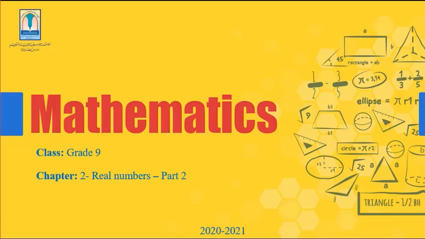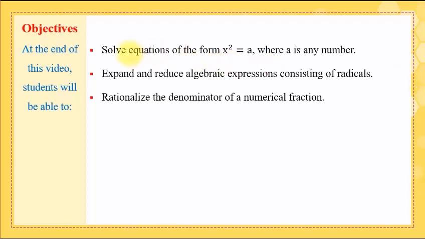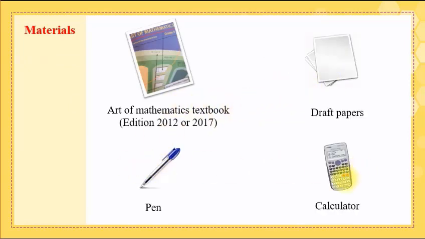Today we will start part 2 from our lesson, Real Numbers. Objectives: solve equations of the form x power 2 equal a, where a is any number, expand and reduce algebraic expressions consisting of radicals, and rationalize the denominator of a numerical fraction. We need the materials: textbook, papers, pen, and calculator.